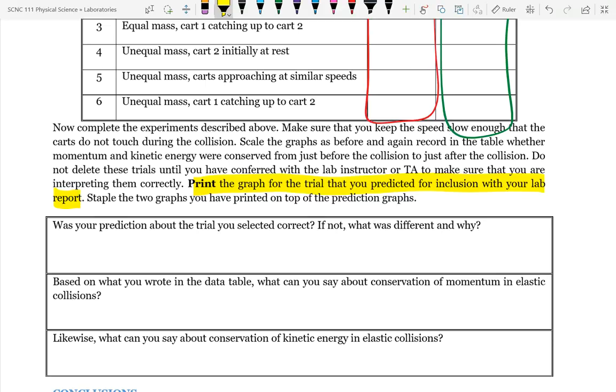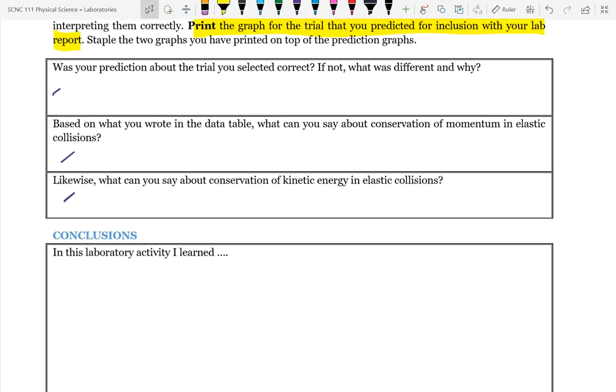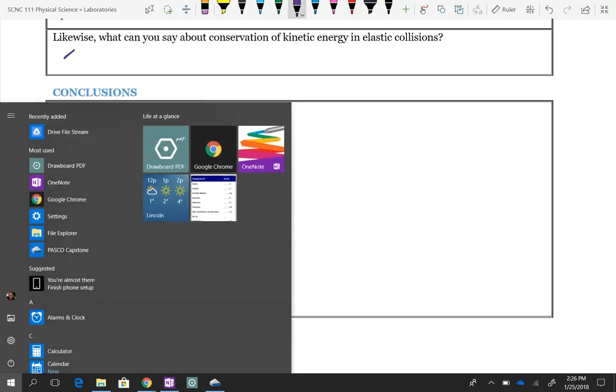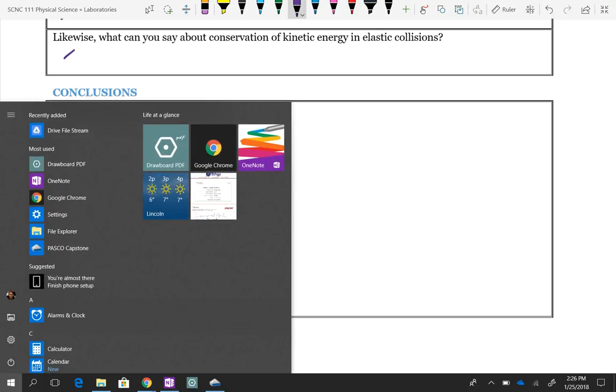And then you finish out by, once again, reviewing your prediction and then making rules about momentum and kinetic energy conservation. Then finally, the conclusions, write down what you learned in this lab. If it worked well, if it didn't, and so on. Now, I need to demonstrate how this stuff works. So let's go to the Pasco software.